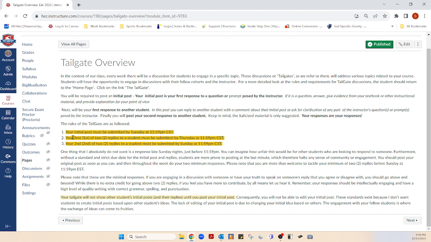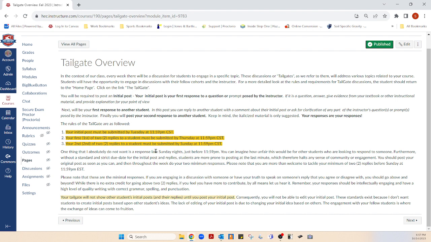One thing that I don't want is a late Sunday night response just before 11:59 p.m. And that's for the benefit of your cohorts, your fellow students. If you wait until a minute till midnight, they don't get to see your post. You're out of there, and they're lacking one student that they could respond to.